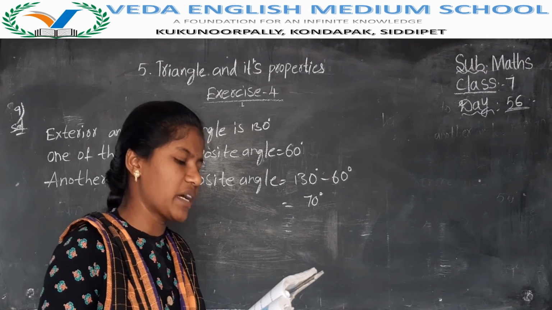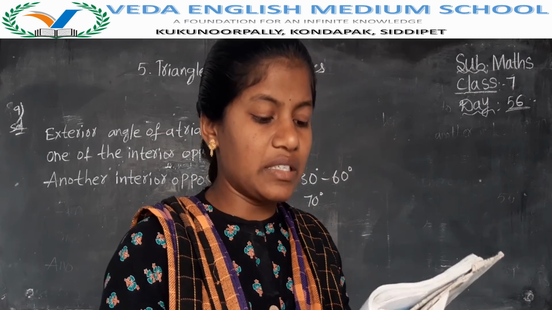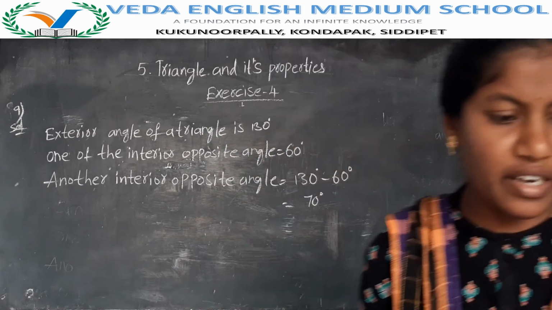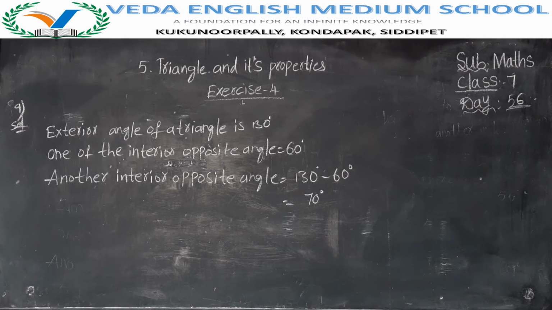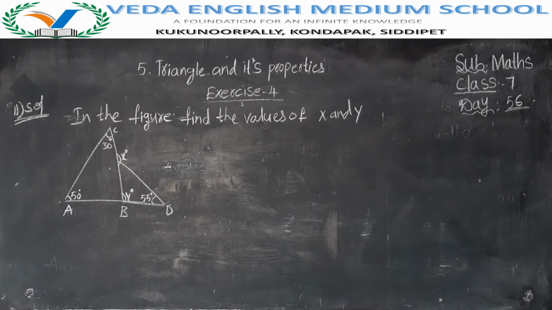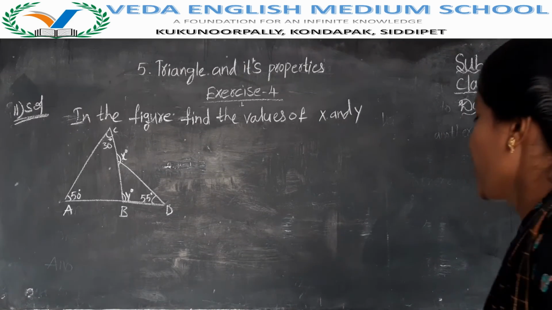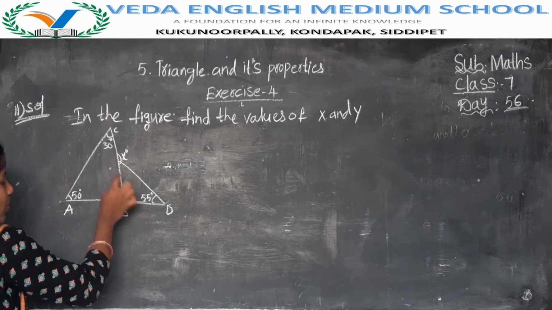Next, the ninth solution has been completed. The 10th one is the same as the 7th one, we have to complete it. The last, 11th one is there. I will draw the figure and explain the 11th one. Next, 11th solution. In the figure, find the values of x and y. We have to find the value of x and y here.